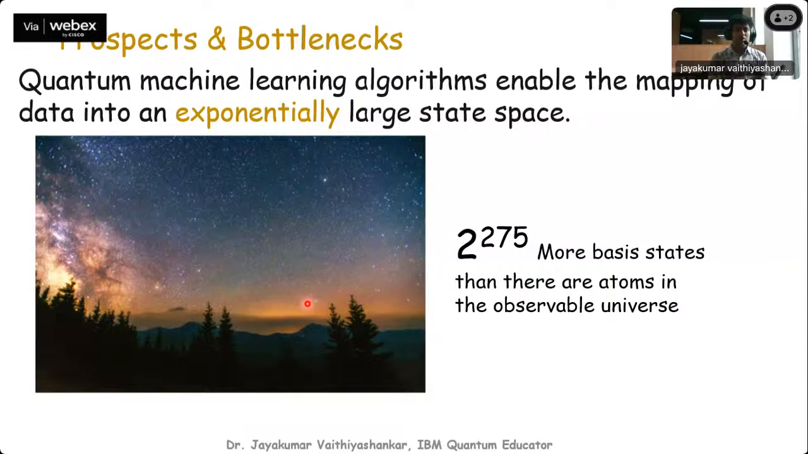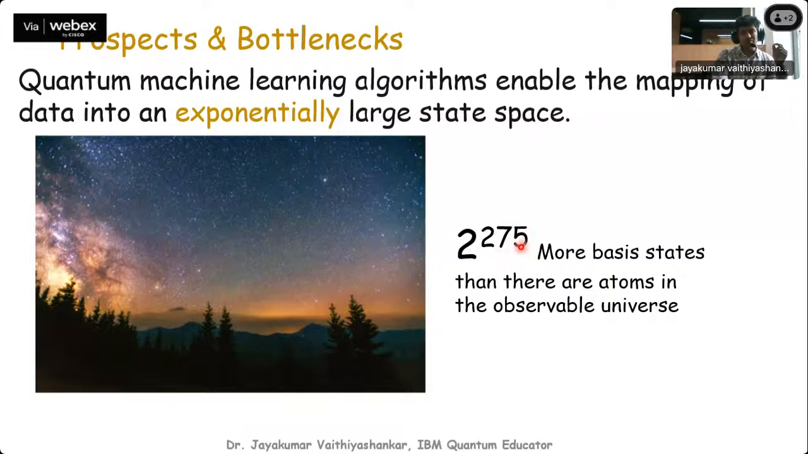If you have 275 qubits, you are able to represent all the atoms that exist in the observable universe. No supercomputer, even if you combine all the computers in this world together, can beat a 275 qubit system. Imagine how much data you are able to represent in your quantum system. The only thing is that all these qubits should be noise free. That is the trick.